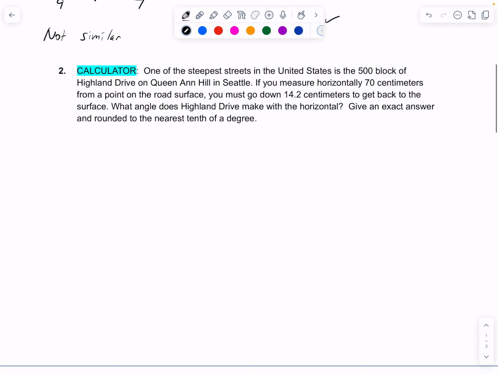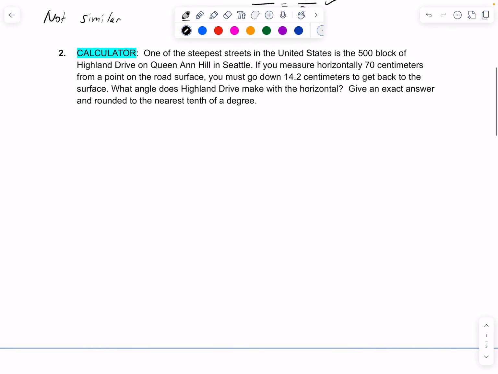Okay, number 2. Talking about one of the steepest streets in the U.S. in Seattle. If you measure horizontally 70 centimeters from a point on the road surface, so here we'll say is 70 centimeters, you must go down 14.2 centimeters to get back to the surface. So I'm going to create that right triangle right there. And it says, what angle does Highland Drive make with the horizontal? So this angle right there.